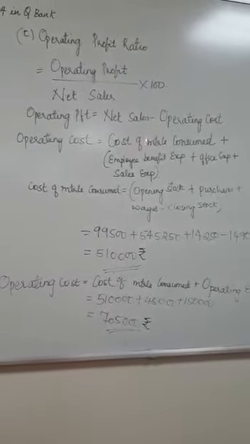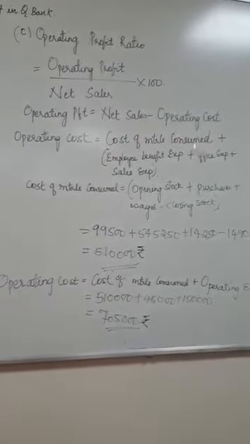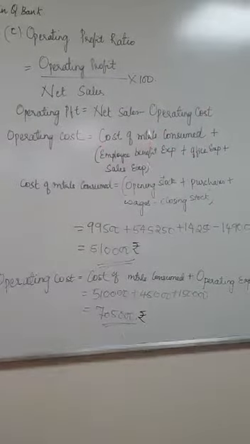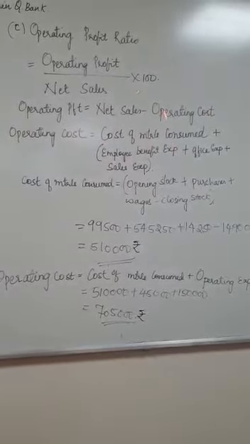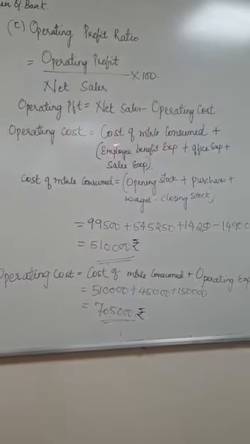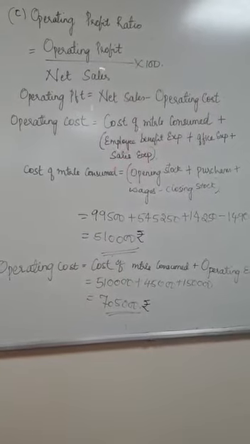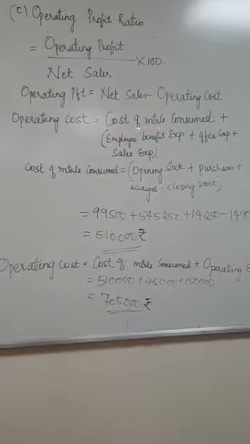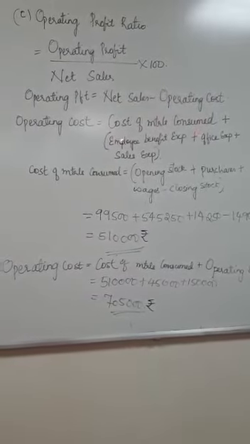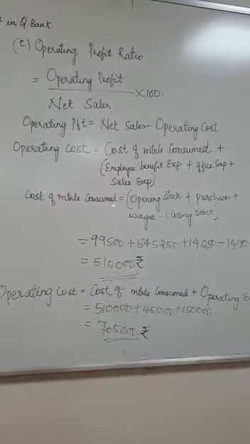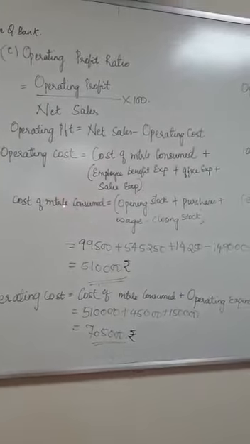So the formula is cost of material consumed or cost of goods sold plus any other expenses, if there are such expenses which are directly related to the operations of the business, that is employee benefit expenses or office expenses or any sales expenses. So let us first find out, there are two parts, cost of material consumed and this other part. So let us first calculate what is cost of material consumed. The other way around we can say cost of goods sold.